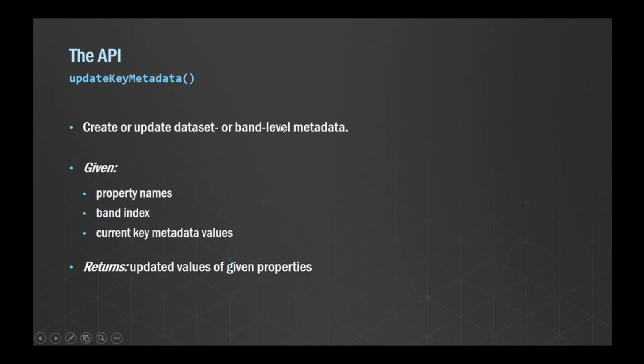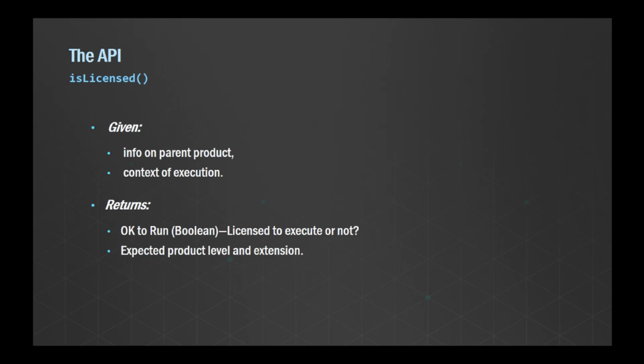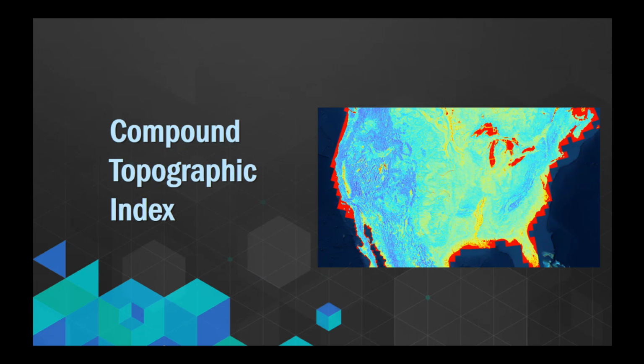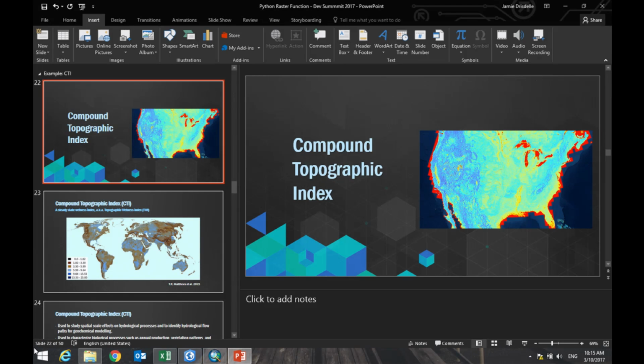Update key metadata. So with rasters and sensor types come key metadata. So sun azimuth, acquisition date. You can actually update this in this method. You can actually change the key metadata of a raster on the fly with these functions as well. So if you want to change dates or change sun azimuth, you can do that. And isLicense, the isLicense method, you can license these things too. So you can build in licensing. So if you don't want certain people to use these, you can do that as well. So that's that. So let me show you a basic Python raster function here.